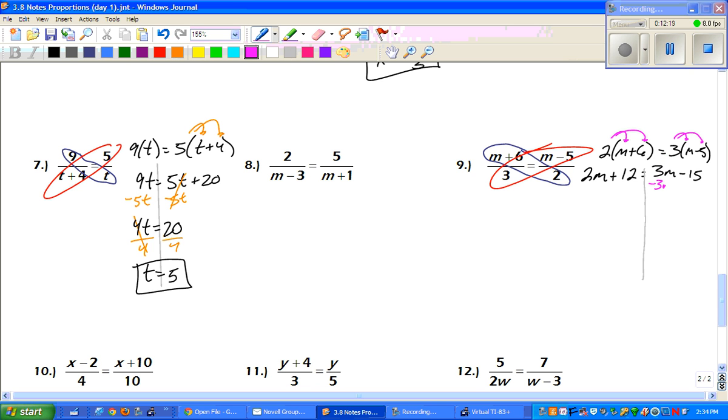Alright, so I'm going to move my m to the left side. We get negative 1m plus 12 equals negative 15. SADMAP, subtract 12 from both sides. And don't forget about that negative 1. Okay, divide by negative 1. And you're left with m equaling 27.